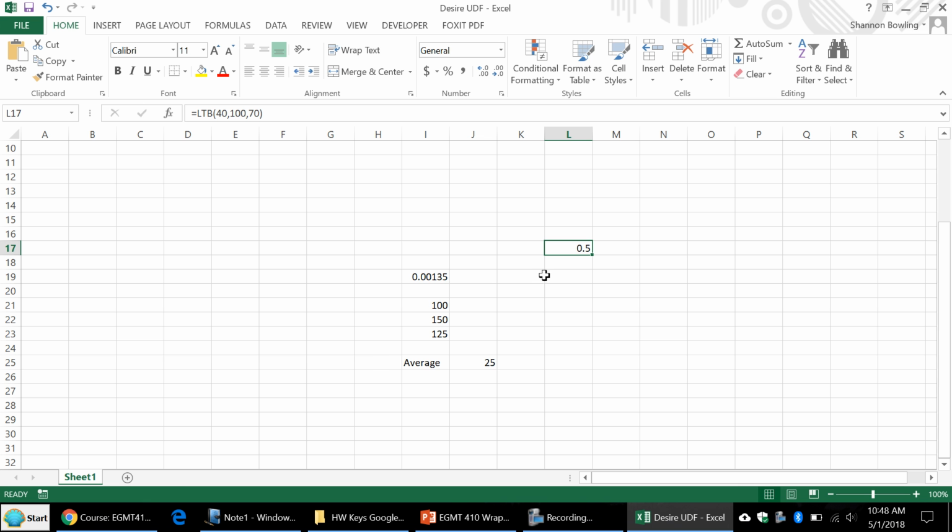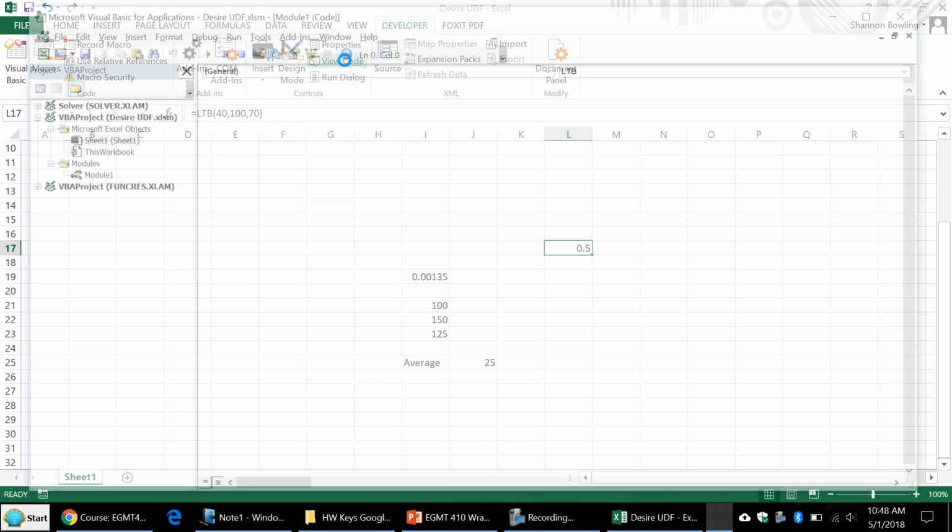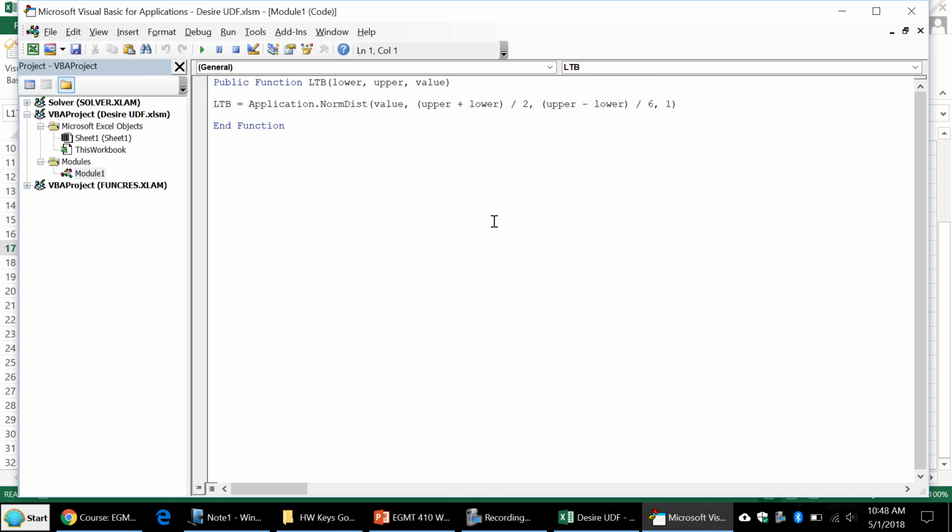So instead of me actually having to write all these functions and link these cells, all I have to do is go in and I made my own function. I just call it public function, lower the better, LTB, so Excel will recognize it. Lower value, upper value, whatever the value is. I used the norm dist function, which is built into Excel.